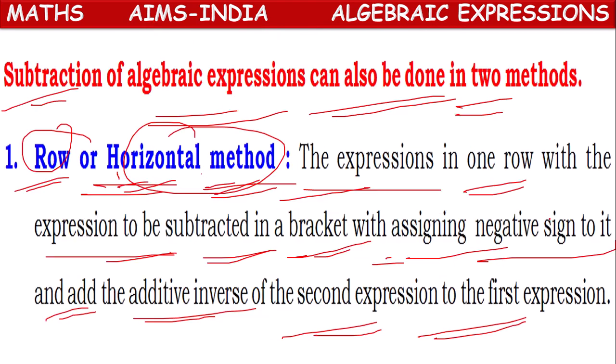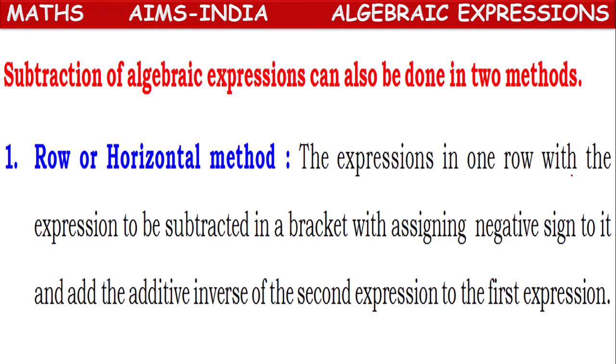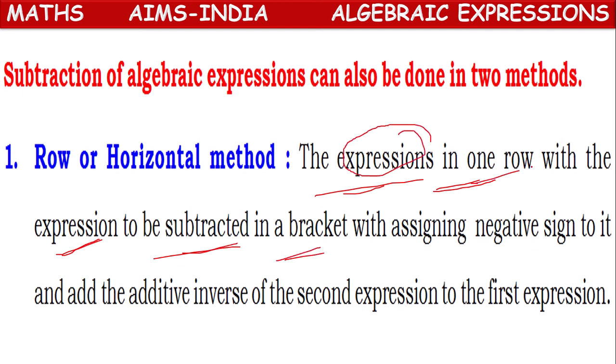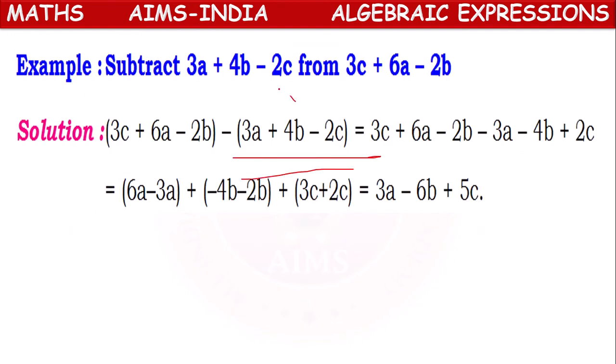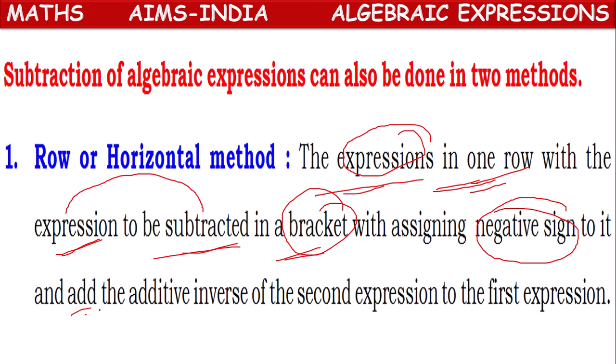So that is the meaning of the row method or horizontal method of subtraction. According to the definition, children, the expressions are kept in one row, with the expression to be subtracted kept in brackets, assigning a negative sign to it, like this, and add the additive inverse of the second expression to the first expression.